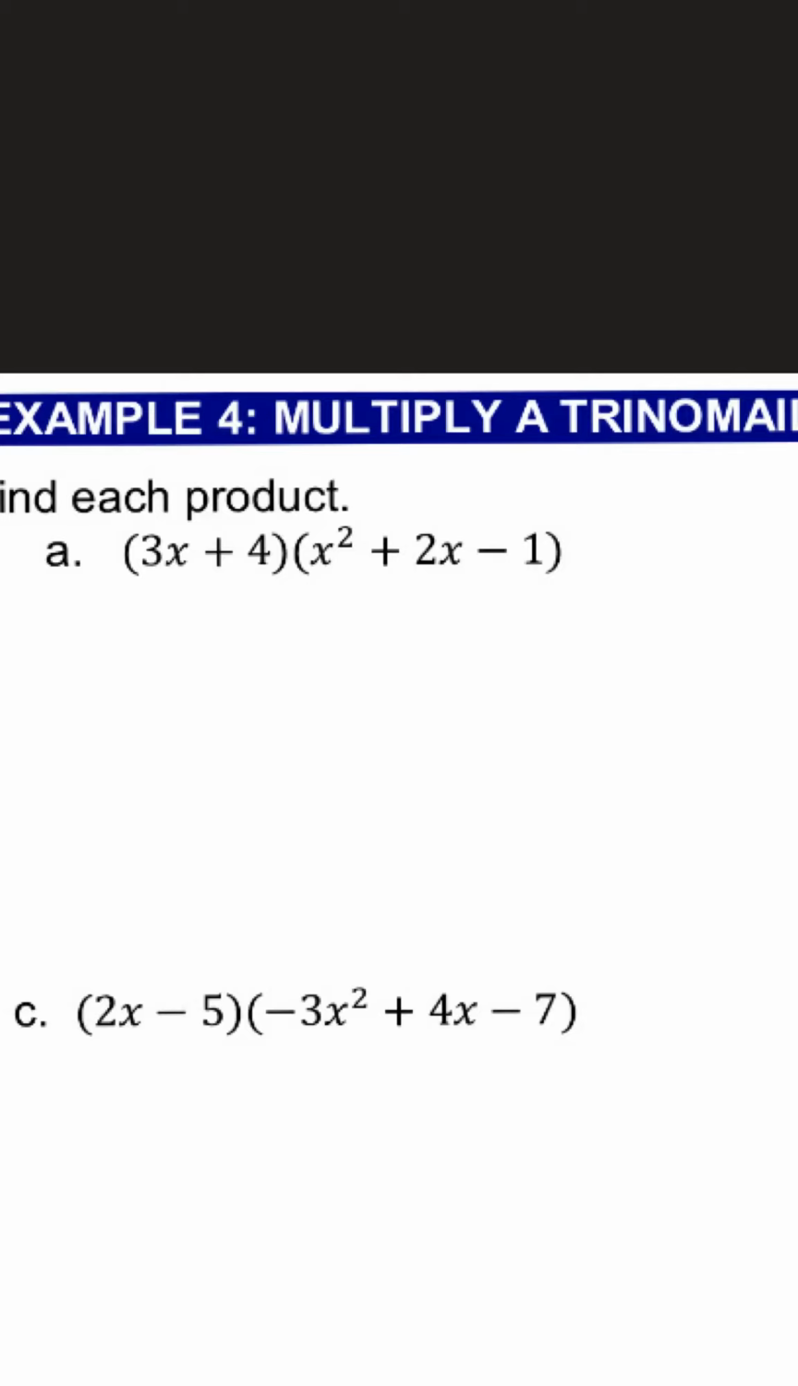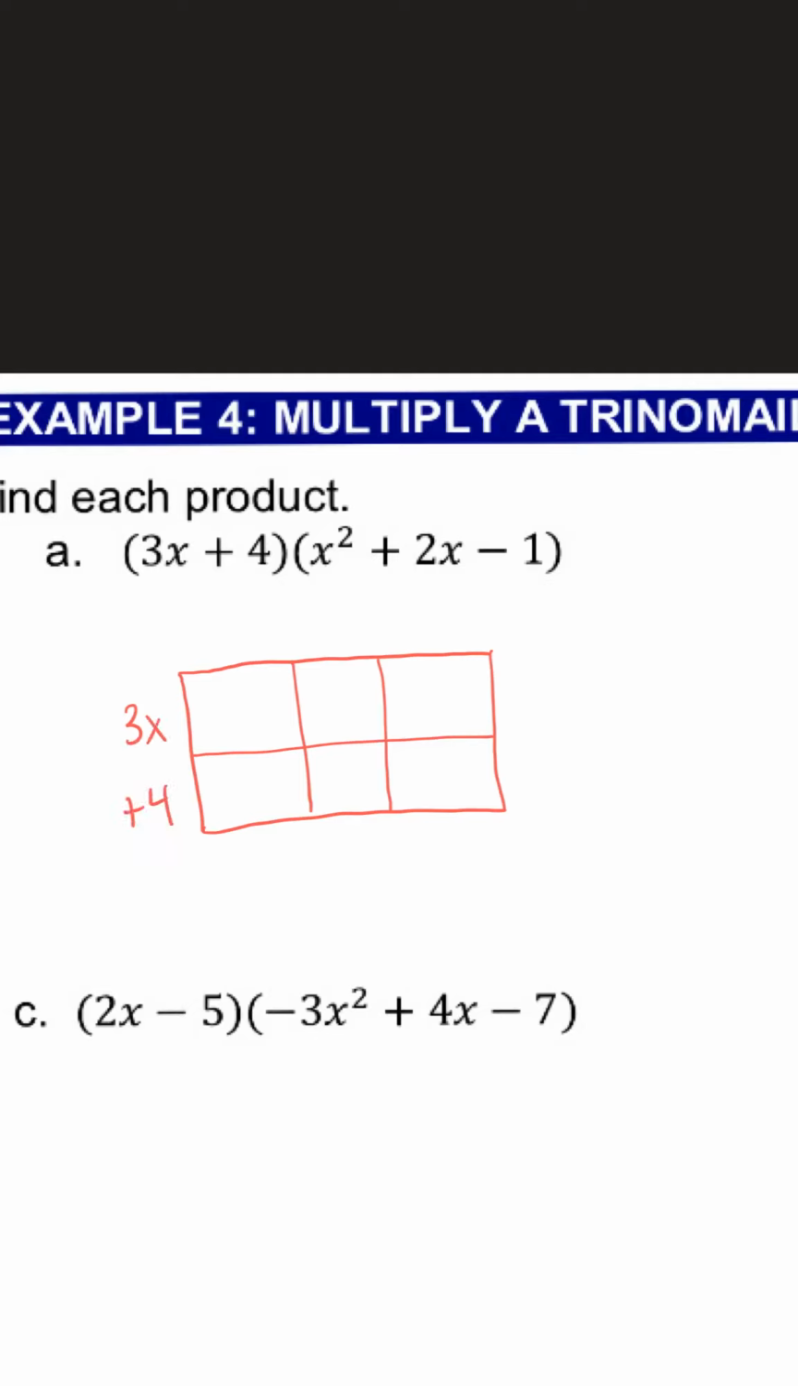So I'm still going to draw a box, but instead of a 2 by 2 square, I'm going to draw a 2 by 3 square. So I tend to go this way with it. So 1, 2, 3, and 2. So we're going to put our binomial on the side, 3x plus 4, and then our trinomial on the top, x squared plus 2x and then minus 1.